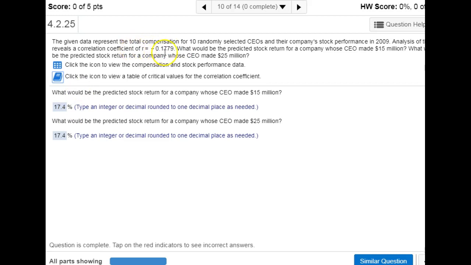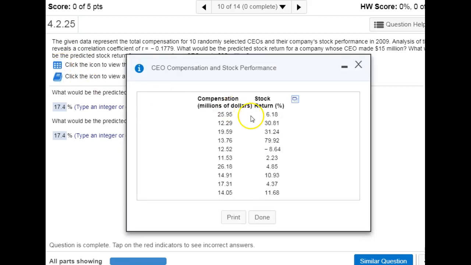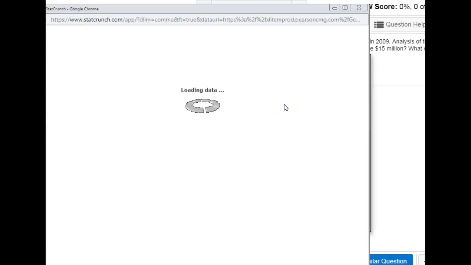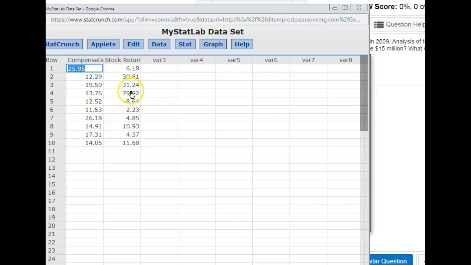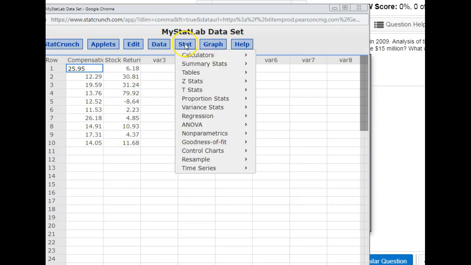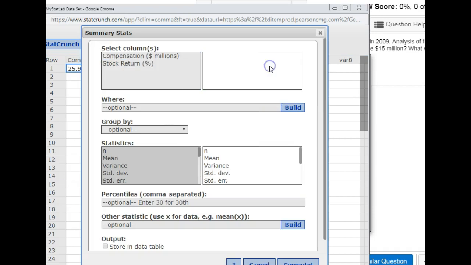Since our correlation coefficient is less, we're going to assume there is no relationship between the x and the y. When that's the case, what you're supposed to do is just average all the y values from your sample and use the average from your sample as your prediction for every single different value that x could be. We're just going to use the average from our sample. So let's open our data here in StatCrunch and get the average stock return. To do that, we go to Stat and then Summary Stats of that column.